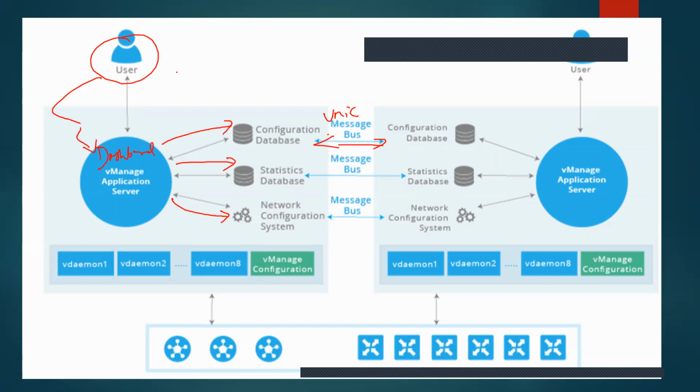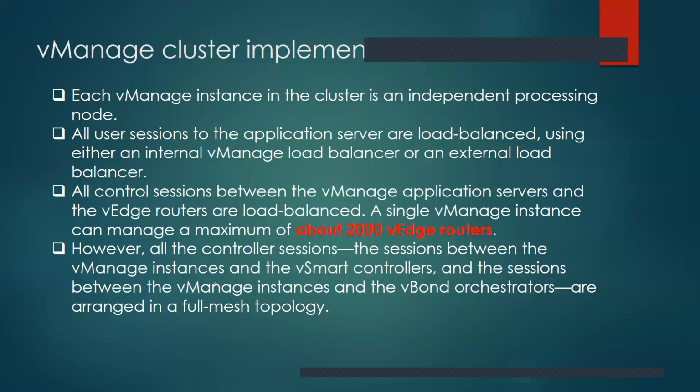Okay, this is one of the nice slides we have, just to check all these components. Actually, we have five components inside vManage: application server, configuration database, the statistics database, network configuration system, and message bus. Okay, there is more about this.